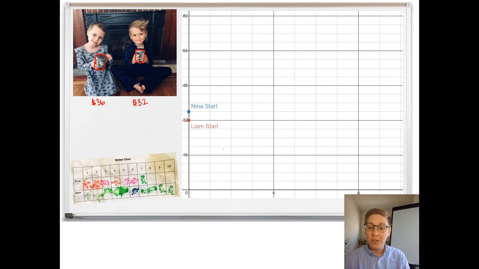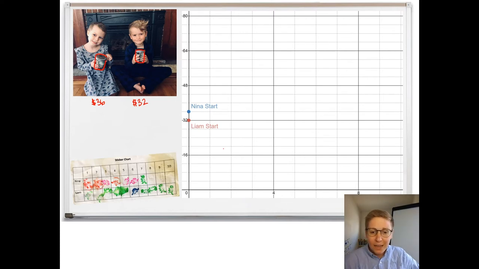So we can show here the linear relationship that would exist over time. If they want to save money, that would be an increasing linear relationship. And if they wanted to spend money, that would be a decreasing linear relationship. So let's say one of my children decides to save money and the other child decides to spend their money. Let's see what that would look like on a graph.